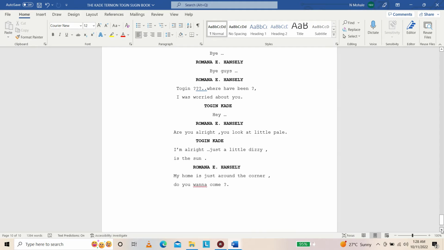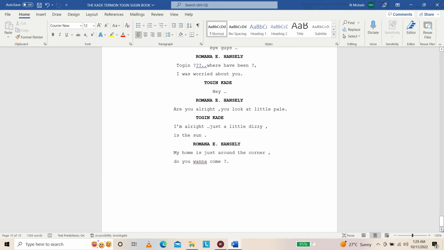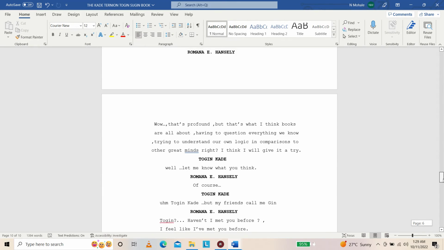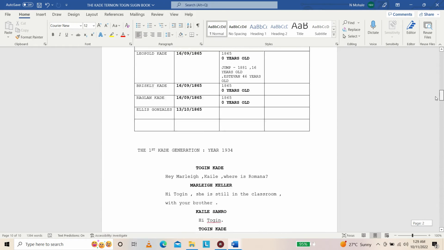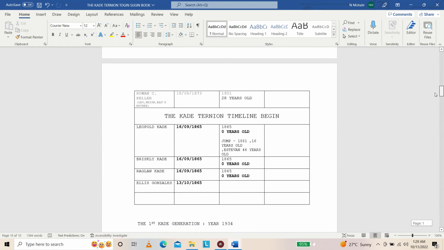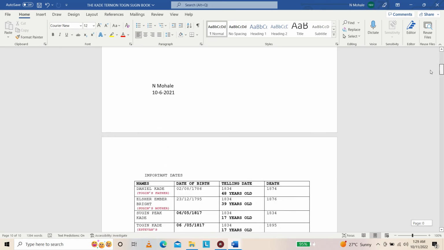So now we are moving to another scene here. He says, Roma, see you tomorrow. Roma says, bye. So we can see school's out. Romana and her friends were walking from school, and now they are saying their goodbyes. And Romana sees Tujin, and she says, where have you been? I was worried about you. And Tujin says, hey, are you all right? Romana says, you look a little pale.